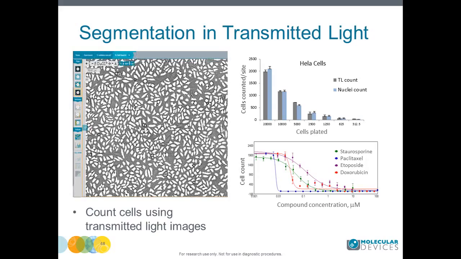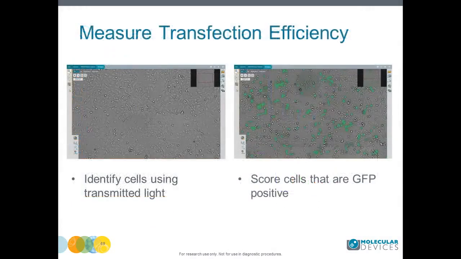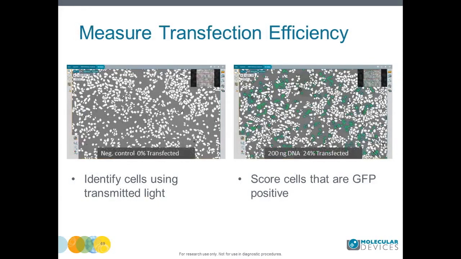We demonstrated the accuracy of analysis by comparison with nuclei count using fluorescence. As you can see, numbers were very close for different cell concentrations. Also, we were able to measure toxicity effects by measuring cell numbers and area in transmitted light. You can also combine transmitted light with fluorescence and run cell scoring analysis. That can be used for evaluation of transfection efficiency and many other applications.